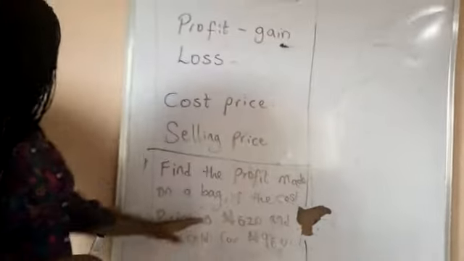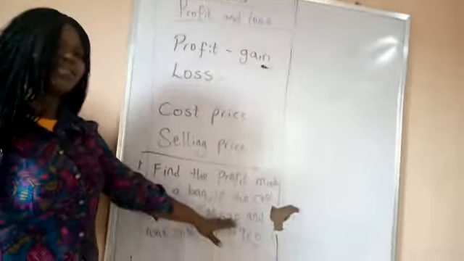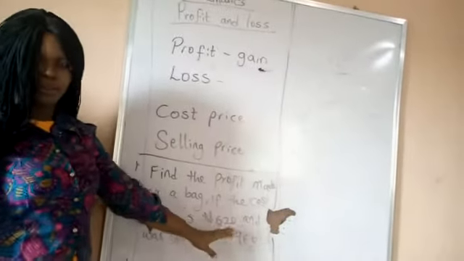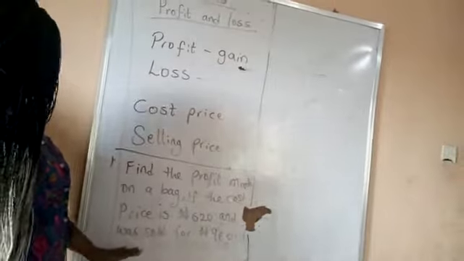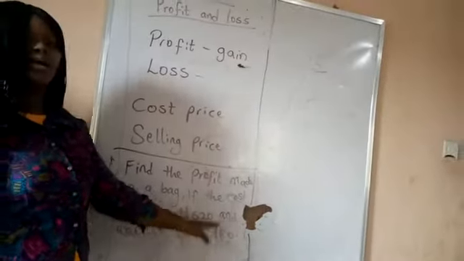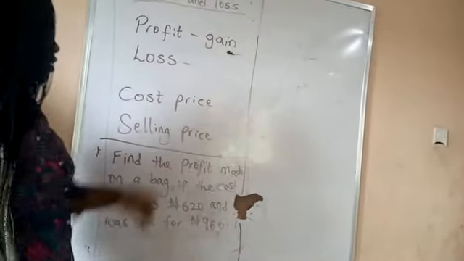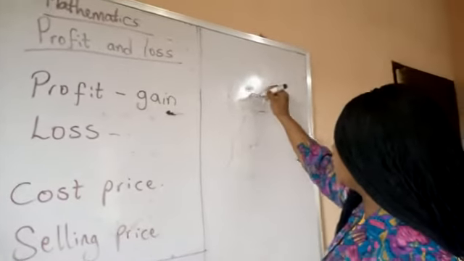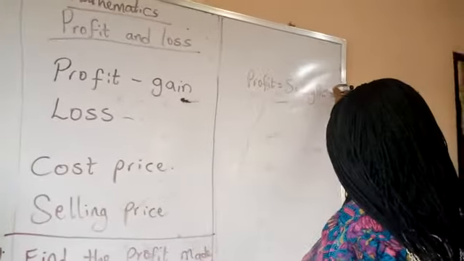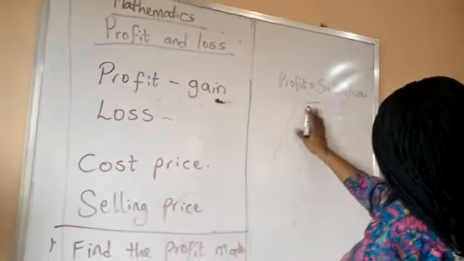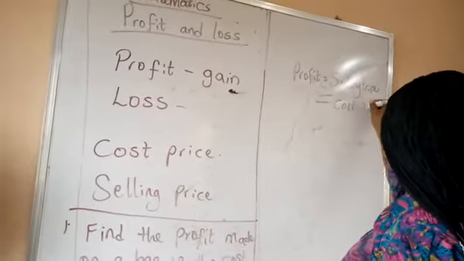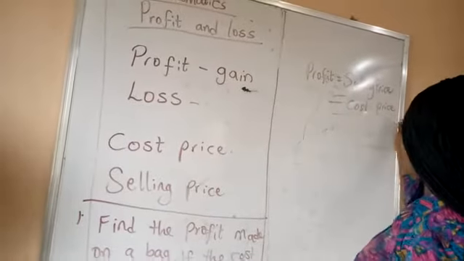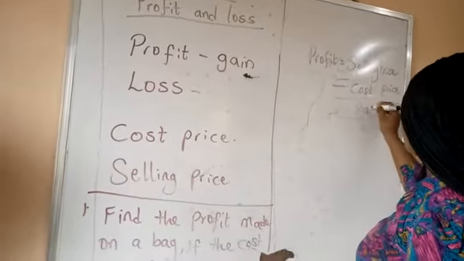If the cost price is 620 naira, that means this is the price at which you bought the bag, and it was sold for 960 naira. Now to find the profit, this is the calculation. To get the profit is selling price minus cost price. So that will give you the profit.